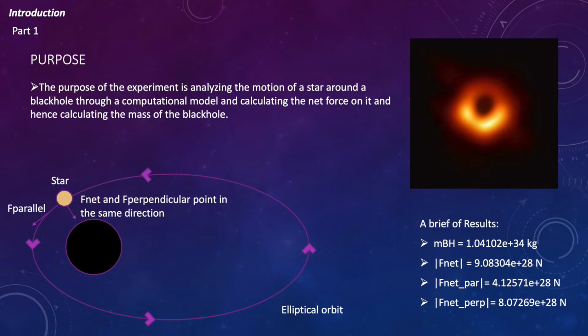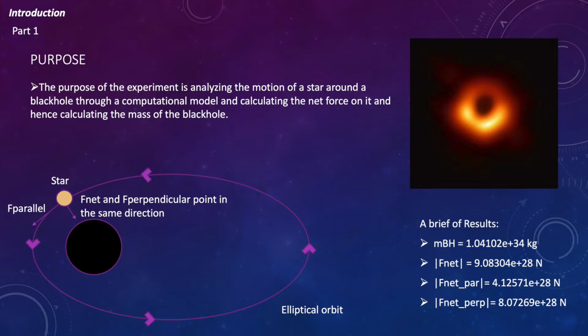The purpose of the experiment is analyzing the motion of a star around a black hole through a computational model and calculating the net force on it, and hence calculating the mass of the black hole. I have made a diagram describing the motion of the star around a black hole, and I have also provided a brief of the results.